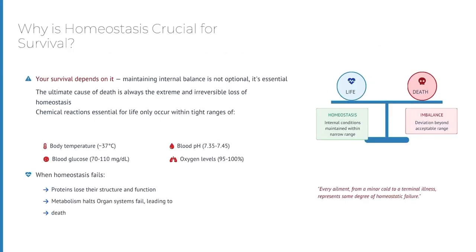Why is homeostasis crucial for survival? That's because your survival depends on it. Maintaining internal balance is not optional, it's essential. The ultimate cause of death is always extreme and irreversible loss of homeostasis. Some of the chemical reactions essential for life only occur within tight ranges. When homeostasis fails, proteins lose their structure and function, metabolism halts, and organ systems fail, leading to death.